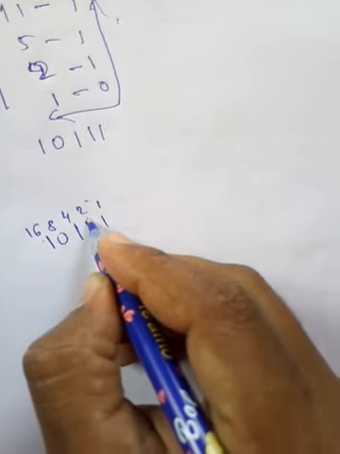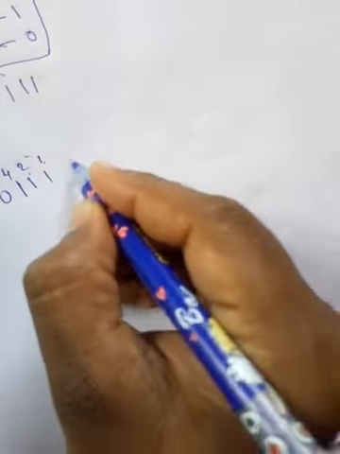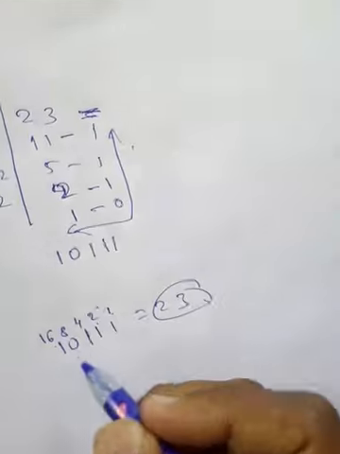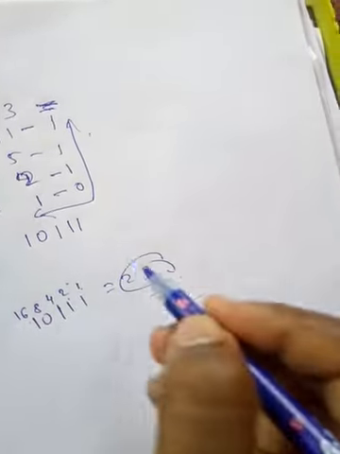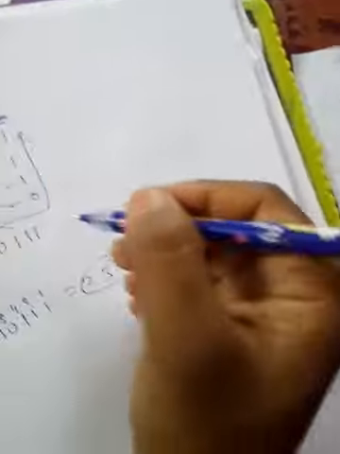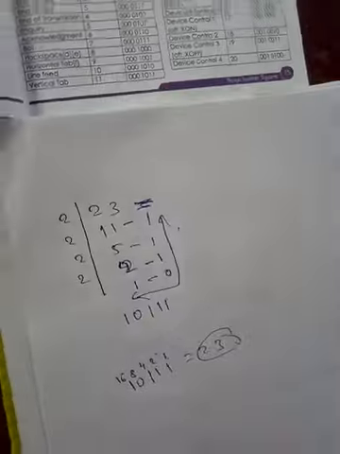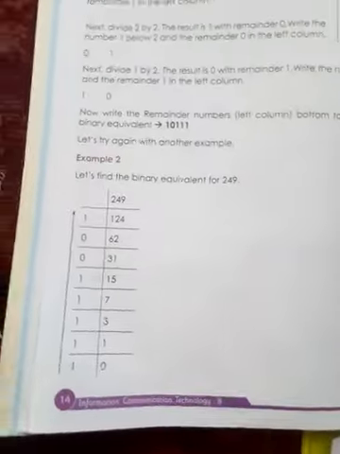See here, the answer is the same, 10111. You can solve by cross verification, what we did previously. 10111, that is 1, 2, 4, 8, 16. 16 plus 4 is 20, 20 plus 2 is 22, plus 1 is 23. You can also cross verify like this. This is decimal to binary. You can solve the next example, that is 249.